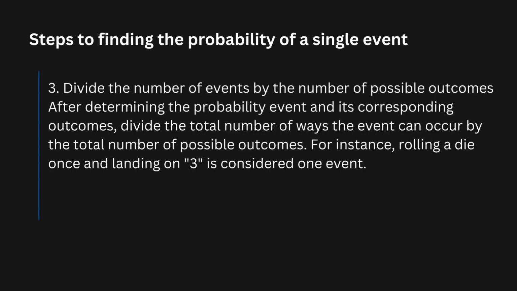Third, divide the number of events by the number of possible outcomes. After determining the probability event and its corresponding outcomes, divide the total number of ways the event can occur by the total number of possible outcomes. For instance, rolling a die once and landing on 3 is considered one event.